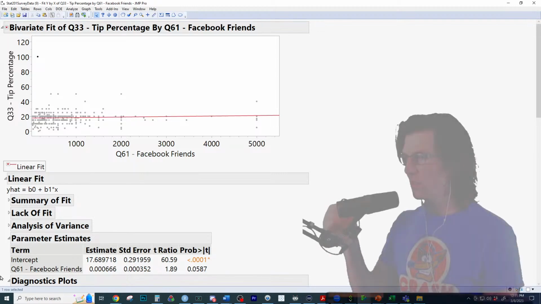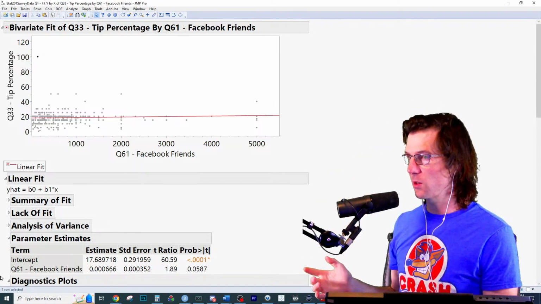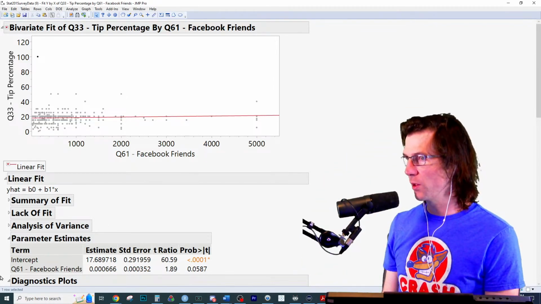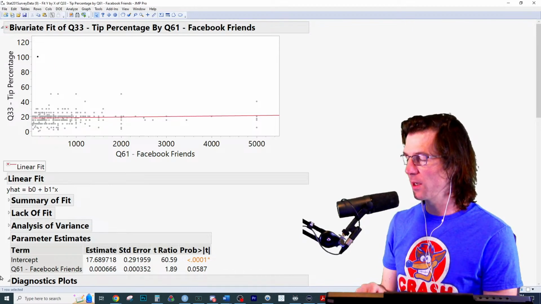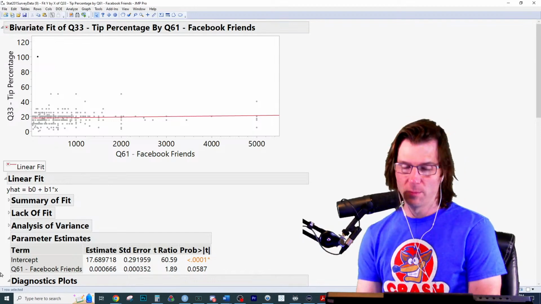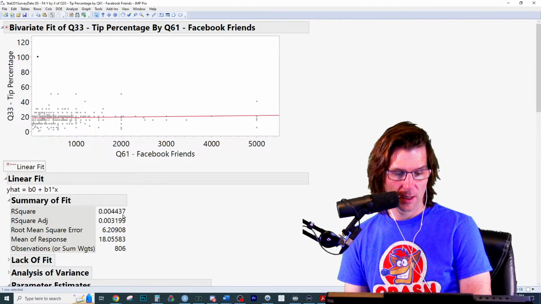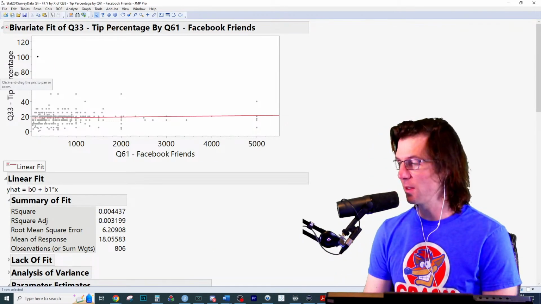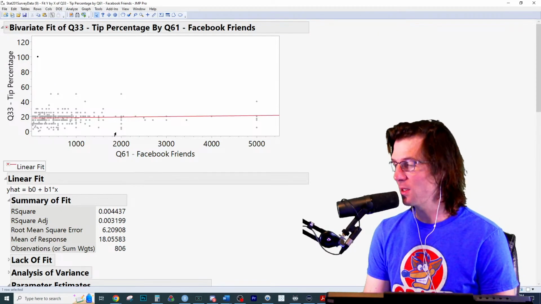So make sure to watch class where we go over writing each one. When x is equal to 0, we expect y to equal b0. For each 1 unit increase in x, we expect y to increase or decrease by b1 on average. Also, the r squared: about 0.4% of the variation in tip percentage is explained by the variation in Facebook friends.